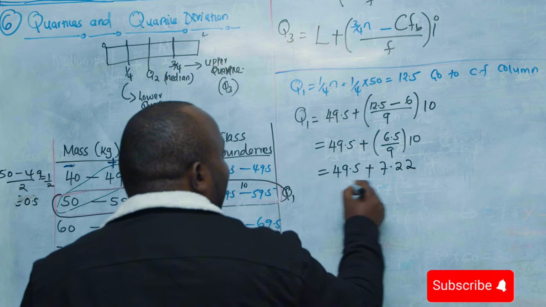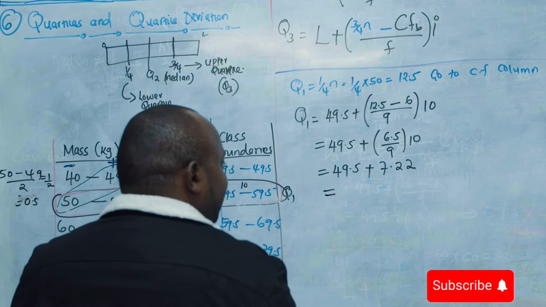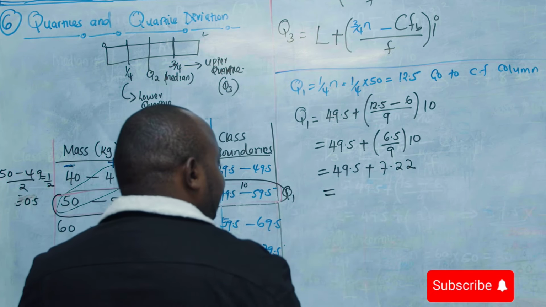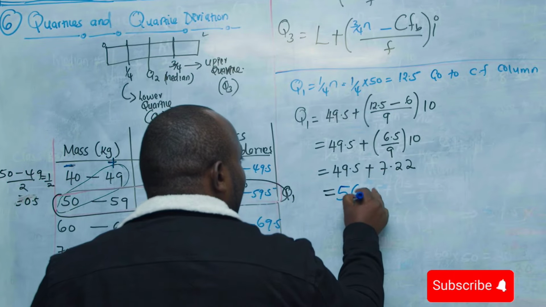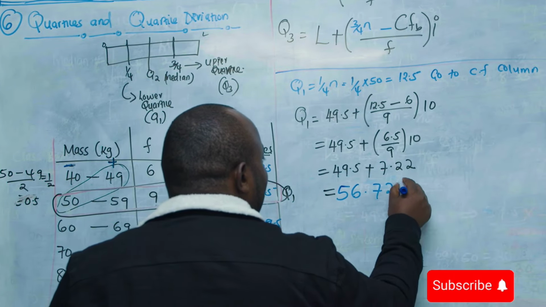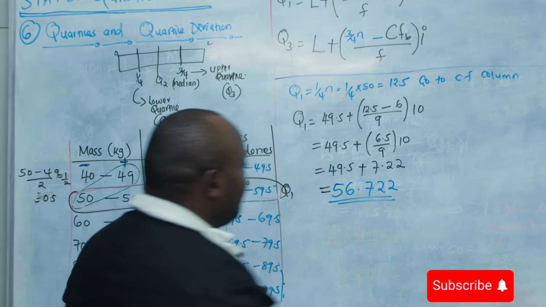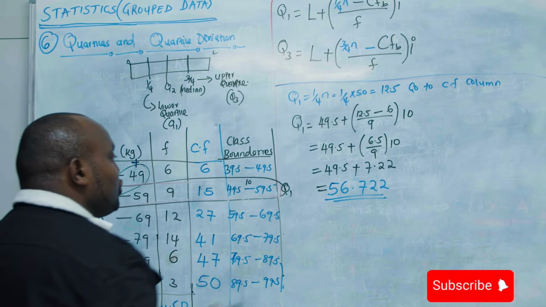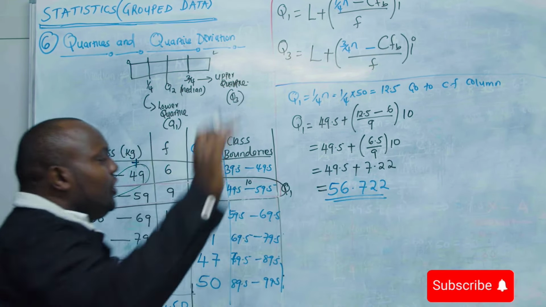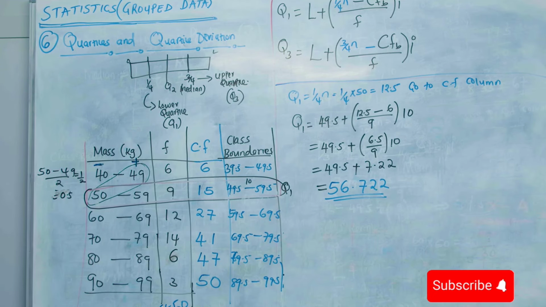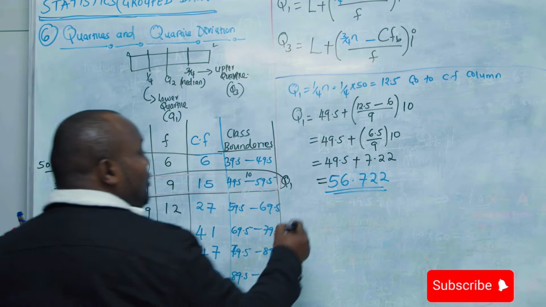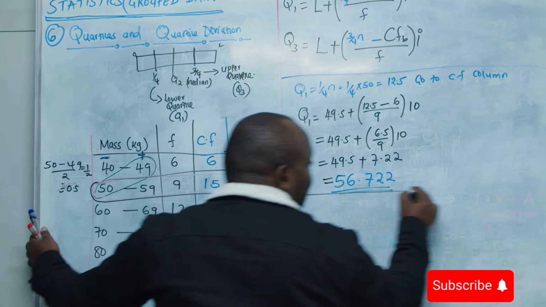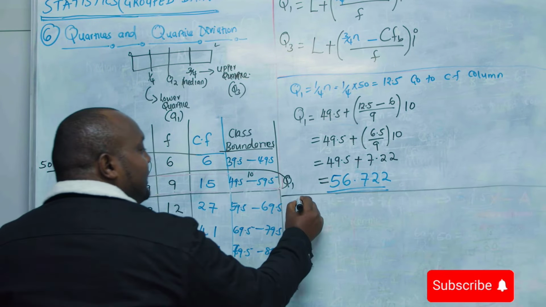And when you solve that one, you are going to get 56.722, because this was 7.222 recurring. So in that case, that's how we get the lower quartile. How do we get the upper quartile?